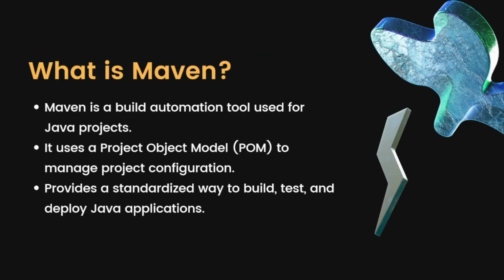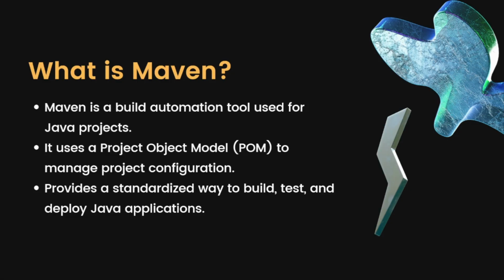Before creating a Maven project, let us understand what Maven is. Maven is a build automation tool used for Java projects. So, what is a build automation tool? A build automation tool performs tasks such as compiling the code, running the code, or testing your code automatically. If you are using this build automation tool, you do not have to do all these tasks manually. It uses a Project Object Model, popularly known as the POM file, to manage the project configuration.